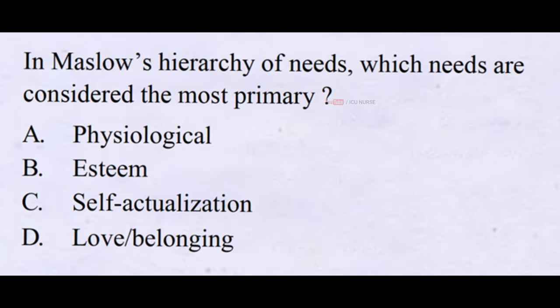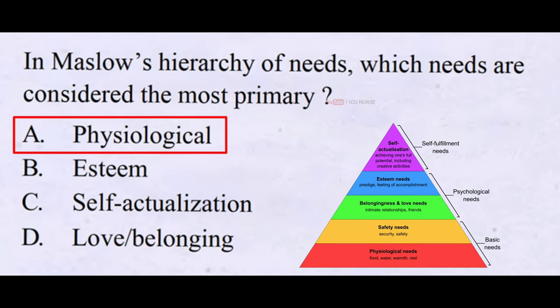In Maslow's hierarchy of needs, which needs are considered the most primary? A. Physiological, B. Esteem, C. Self-actualization, D. Love, belonging. And the correct answer is A. Physiological. According to Maslow's hierarchy of needs, physiological needs are considered the most primary. It is because they are the most essential things a person needs to survive. Physiological needs include need for shelter, water, food, warmth, rest, and health.